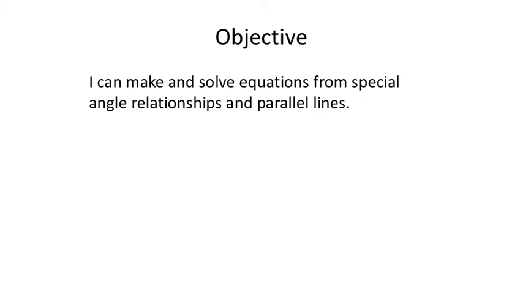So that's where we see in the objective, I can make and solve equations from special angle relationships and parallel lines. And remember, those three special angle relationships we're looking for are alternate exterior angles, alternate interior angles, and corresponding angles. We are going to see some relationships that are supplementary, where the two angles make a straight line. If we see that, we don't really care if the lines are parallel. But take 15 seconds and copy this down, please.